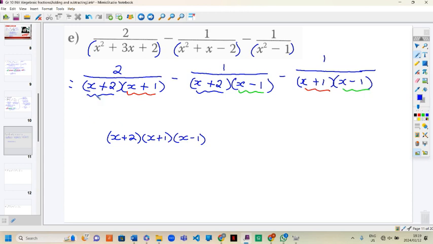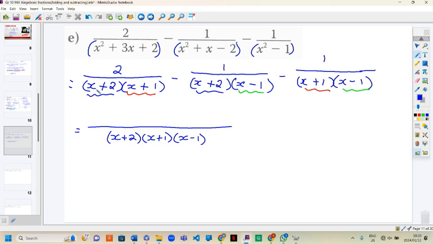Anything left over here? I've dealt with the x plus 2s, took it down. I've dealt with the x plus 1s, I took that down. There's an x plus 2, I've already taken it down. X minus 1, I've taken that down already. X plus 1, taken it down. X minus 1, I've already taken it down. There's nothing else to take down, nothing left over. So now I can open up my division line.